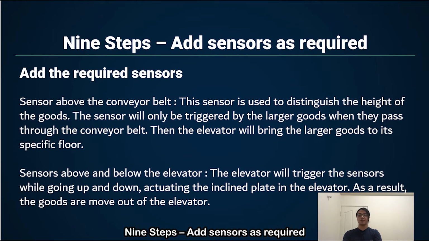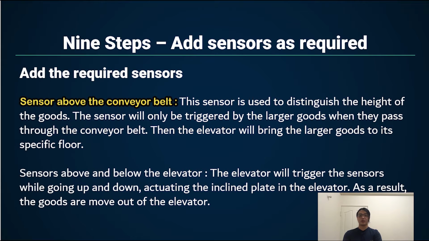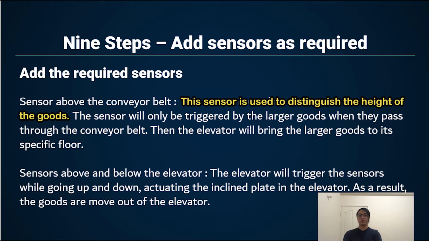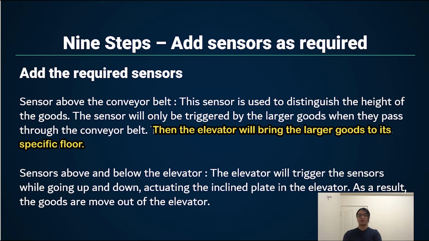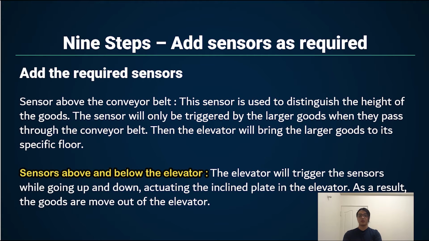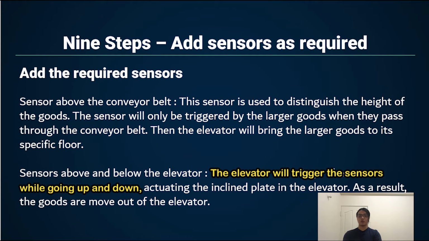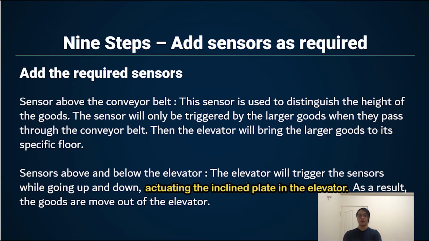Step 4. Add sensors as required. Add the required sensors above the conveyor belt. This sensor is used to distinguish the height of the goods. The sensor will only be triggered by the large goods when they pass through the conveyor belt. When the elevator brings the large goods to its specific floor, sensors above and below the elevator will be triggered while going up and down.